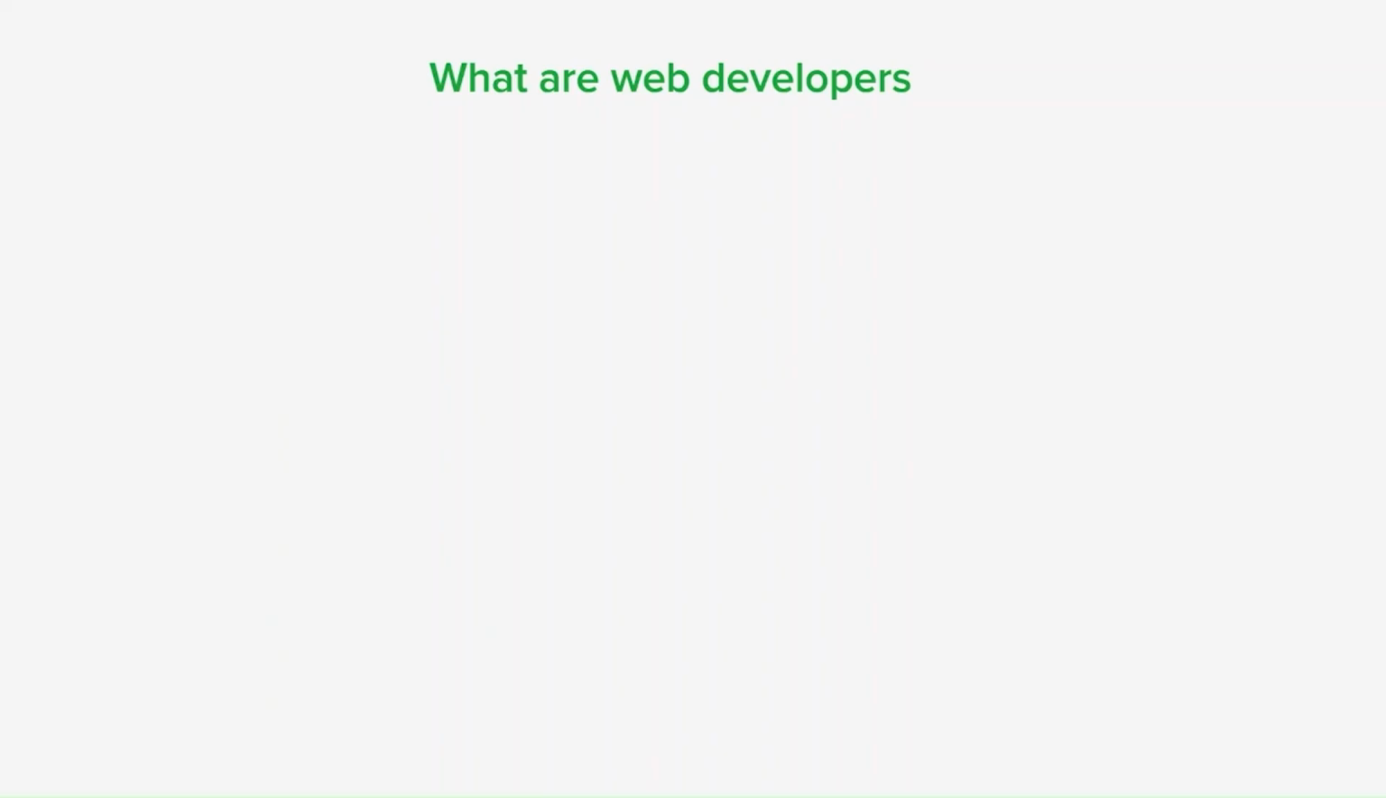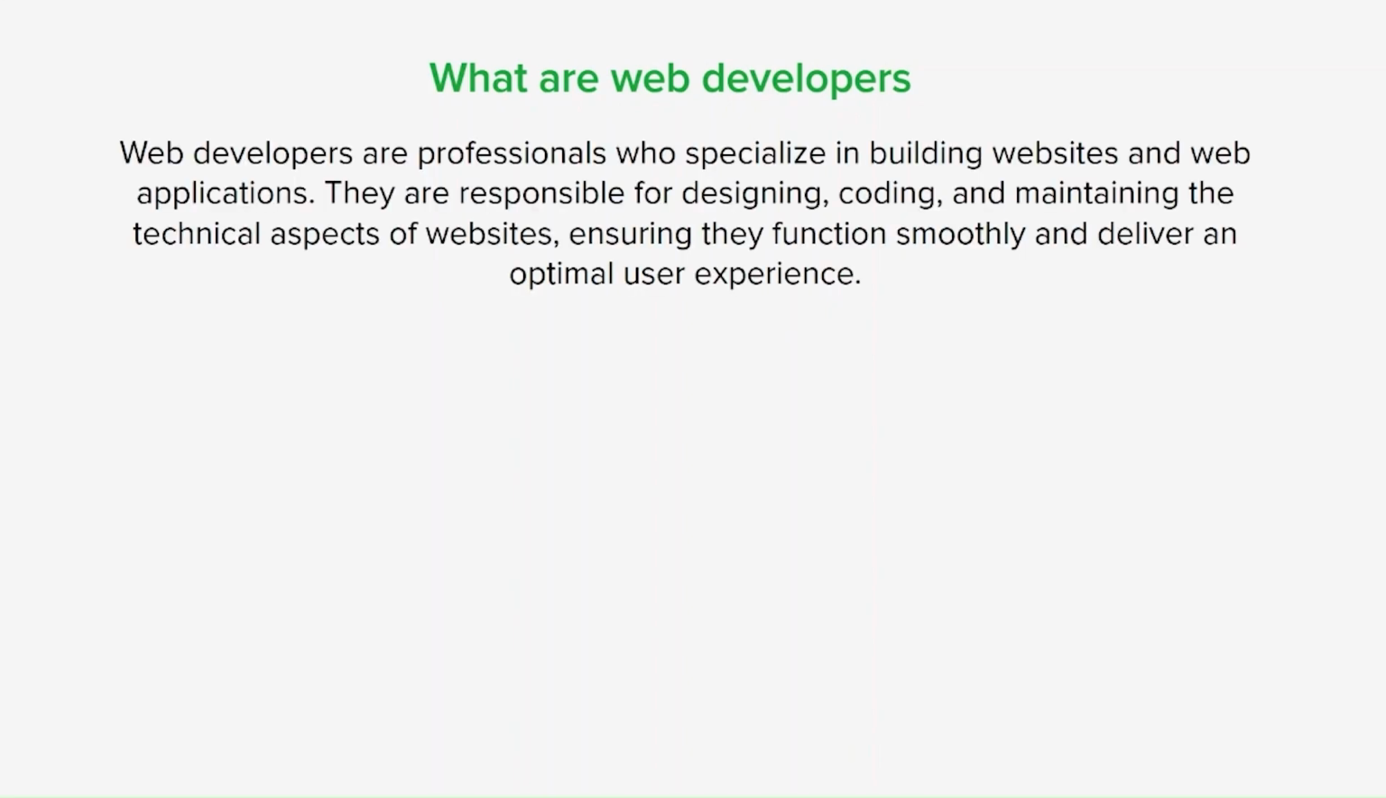So before we talk about Git, let's talk a little bit about the people that use Git the most often, and those are developers. So first of all, what are web developers? Web developers are professionals who specialize in building websites and web applications. They are responsible for designing, coding, and maintaining the technical aspects of websites, ensuring they function smoothly and deliver an optimal user experience.